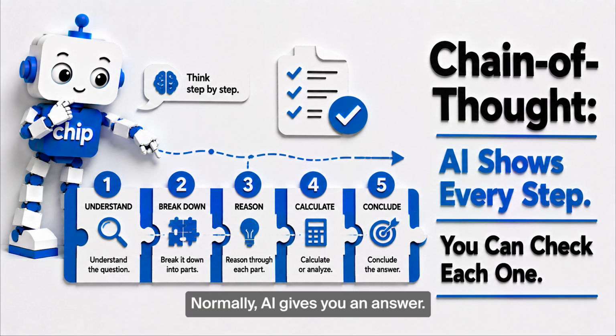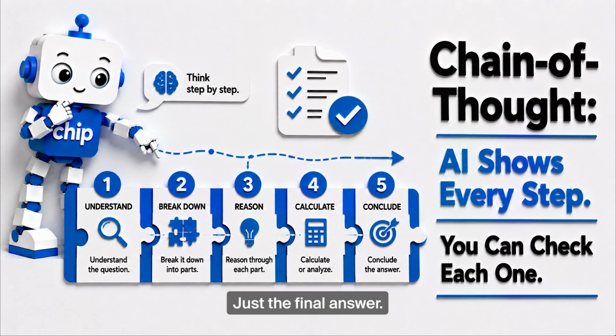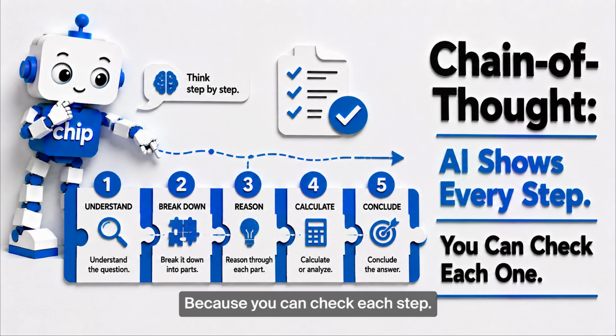Normally, AI gives you an answer. Just the final answer. With chain of thought, AI shows you every step it took to reach that answer. Why does this matter? Because you can check each step. You can see if the reasoning makes sense for your business. And you can catch a mistake before it costs you money.